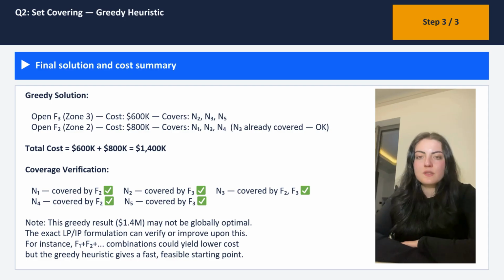This solution is feasible and fast, but it may not be globally optimal. In other words, the greedy heuristic gives a good practical solution, but another combination could possibly have a lower total cost. So the main lesson here is that heuristics are valuable because they are simple and efficient, especially in larger coverage problems. Finally, let's close the presentation with the summary.